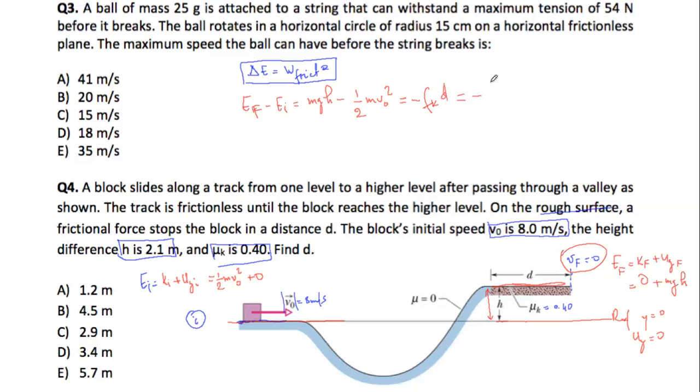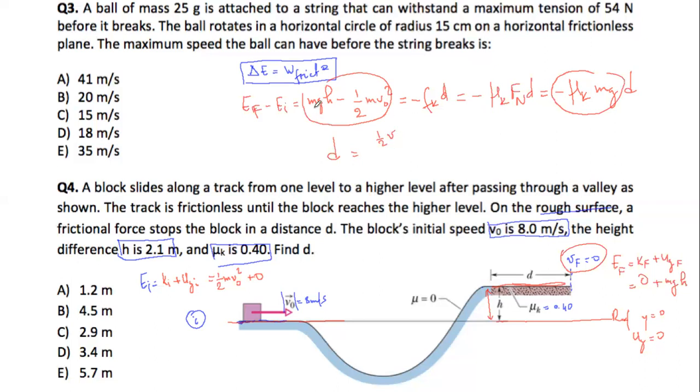So minus, what is Fk? It's mu k Fn d, but it's flat, so Fn is mg. It's minus mu k mgd. Now, if I want D, I'll just take this and divide by this. Simple. So D is half.